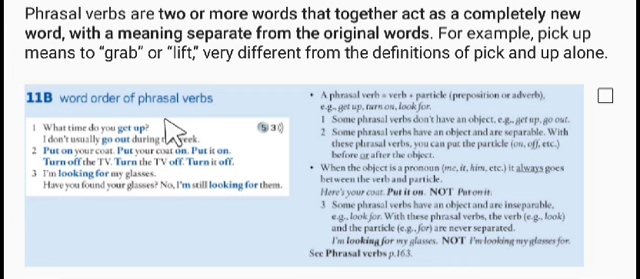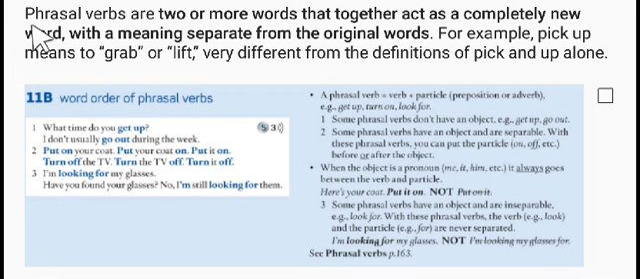In this session, I will cover the grammar section of 11B, word order of phrasal verbs. یعنی ترتیب لغات the phrasal verbs. First of all, we have to understand the phrasal verbs. What are phrasal verbs actually?